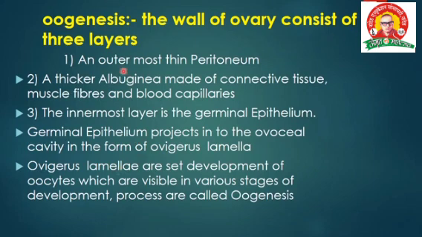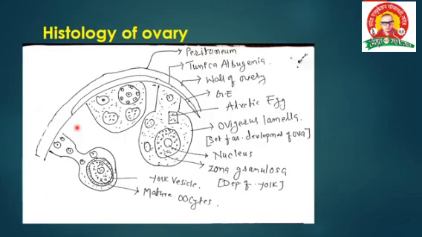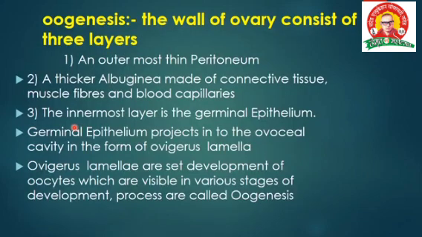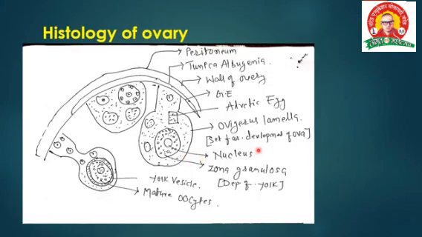The wall of the ovary consists of three layers: an outermost thin peritoneum, a thicker tunica albuginea made of connective tissue, muscle fibers, and blood capillaries. If you see the figure, you can easily understand all the theory. The innermost layer, the germinal epithelium, projects into the ovarian cavity in the form of ovigerous lamellae. Already I told you, ovigerous lamellae are nothing but the site for the development of ova.